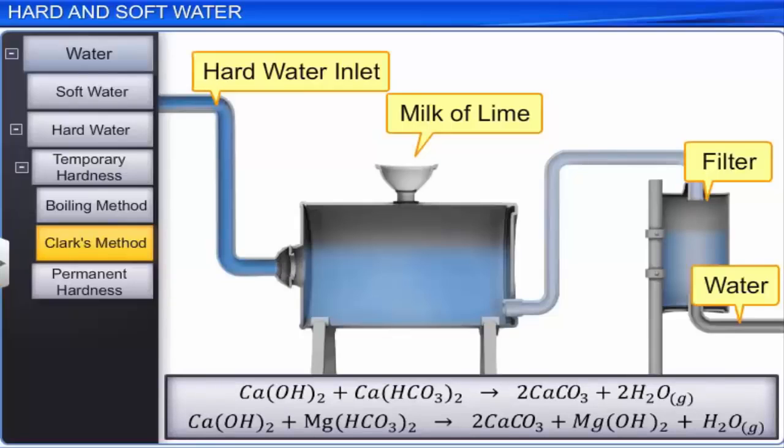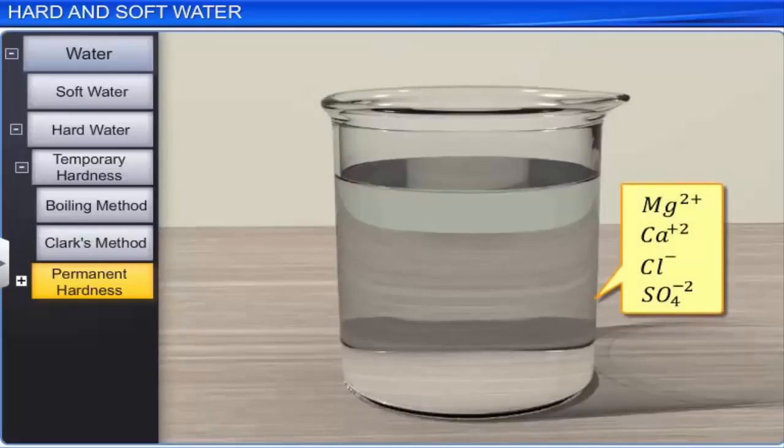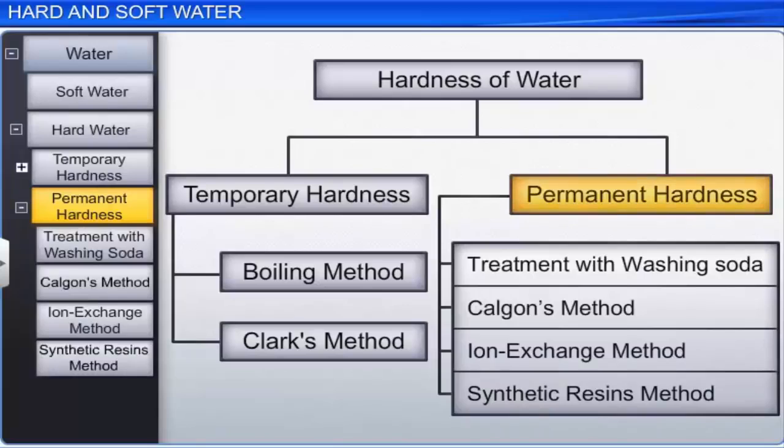Permanent hardness is due to the presence of salts of magnesium and calcium in the form of chlorides and sulfates. Permanent hardness cannot be removed by boiling. It is removed by other methods, which include treatment with washing soda, Kalgin's method, ion exchange method, synthetic resins method. Let us look at each of these methods in detail.